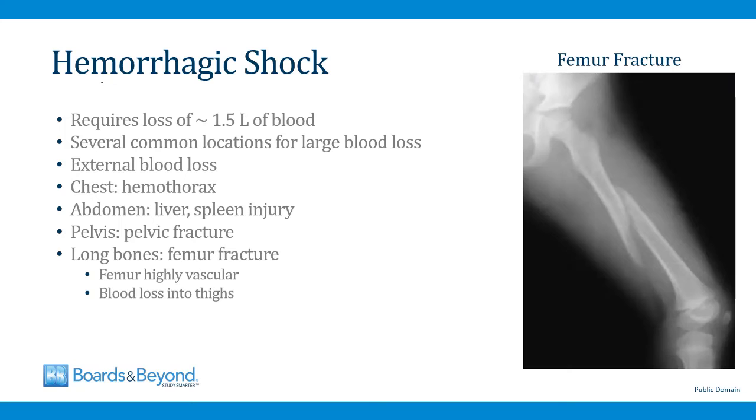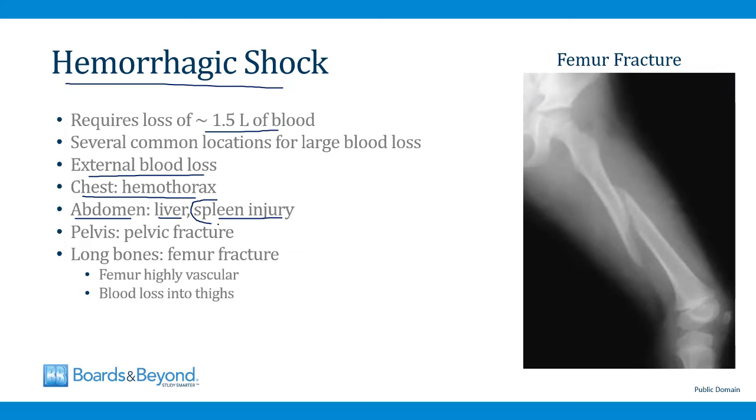Just to emphasize this point a little further, hemorrhagic shock requires loss of about 1.5 liters of blood, and this is a lot of blood, and there are several common locations in trauma patients where this much blood loss can occur. First of all, you can lose 1.5 liters through external blood loss, so patients who are hemorrhaging from wounds to the neck can easily lose 1.5 liters of blood. You can lose this much blood into the chest in the form of a hemothorax. You can also lose it into the abdomen if there's a liver or spleen injury.